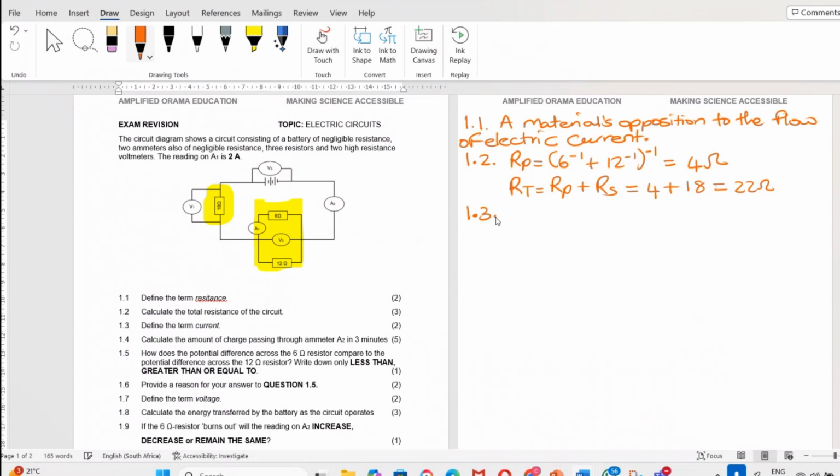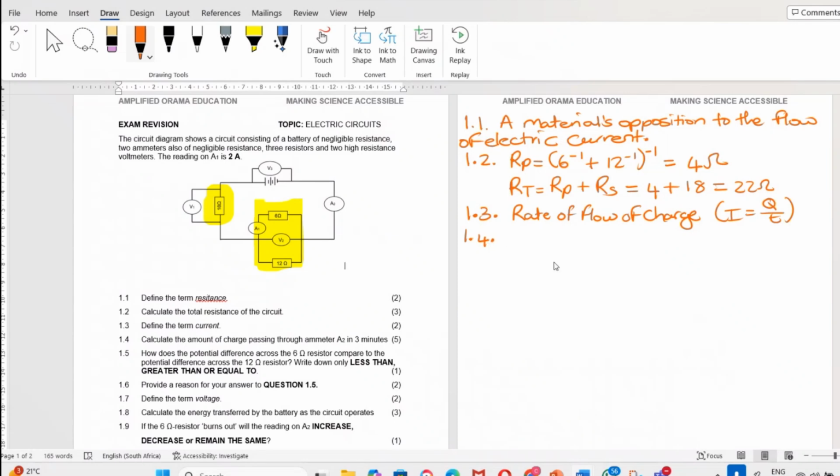1.3 says we must define the term current. Current would be the rate of flow of charge, and that is given by the equation I equals Q over T.